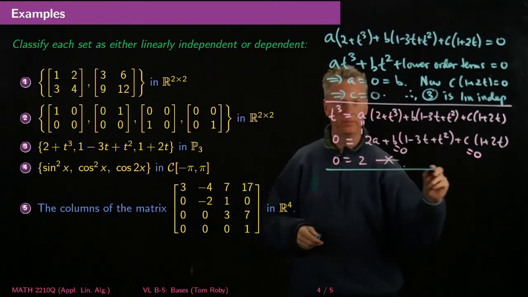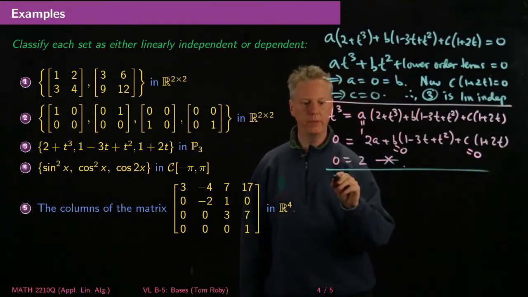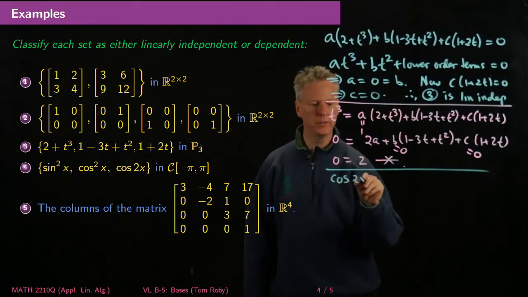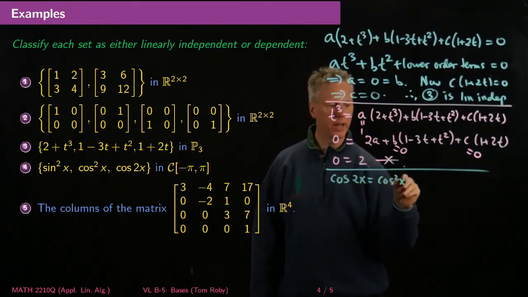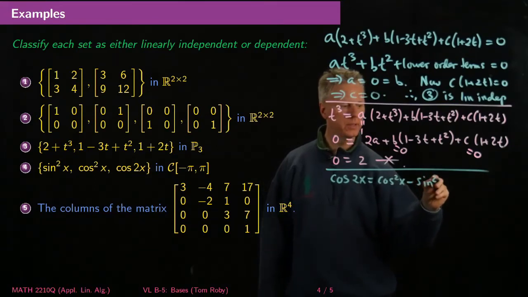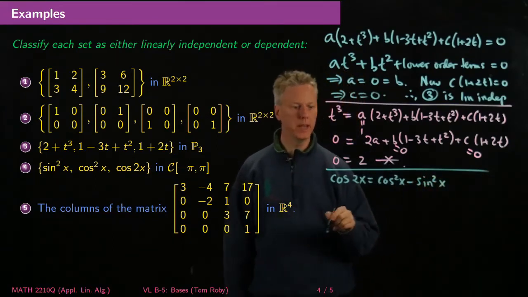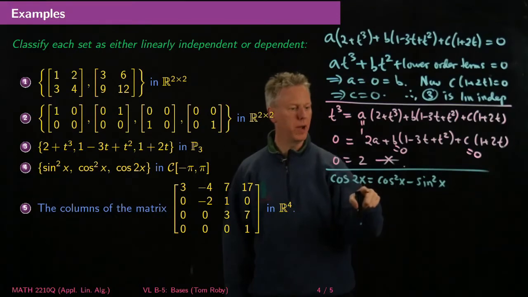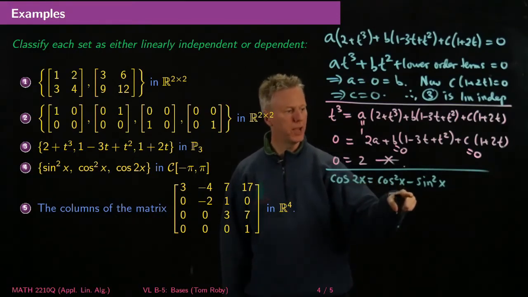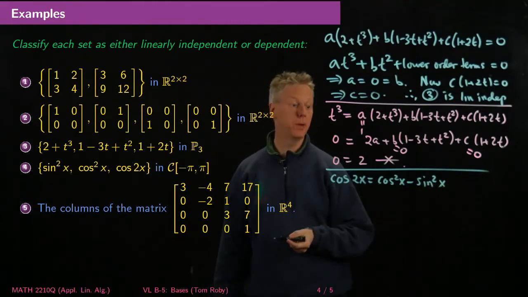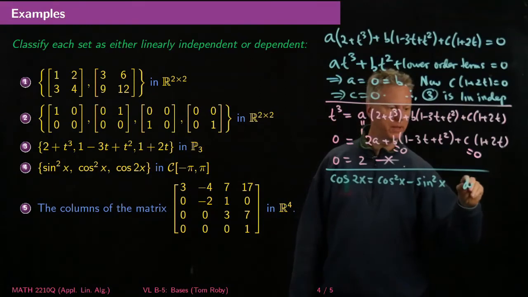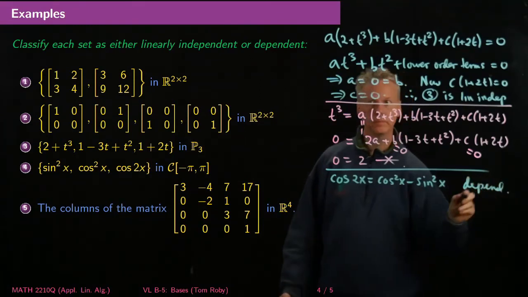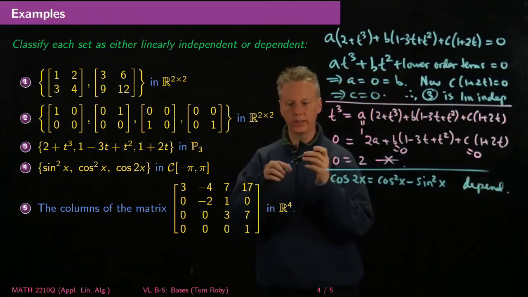Well, if you remember your trig, you remember that cosine of 2x is actually equal to cosine squared x minus sine squared x. So that means that cosine 2x minus cosine squared x plus sine squared x is equal to 0. So that's a linear dependence relation. Therefore they're dependent, so it's not linearly independent.